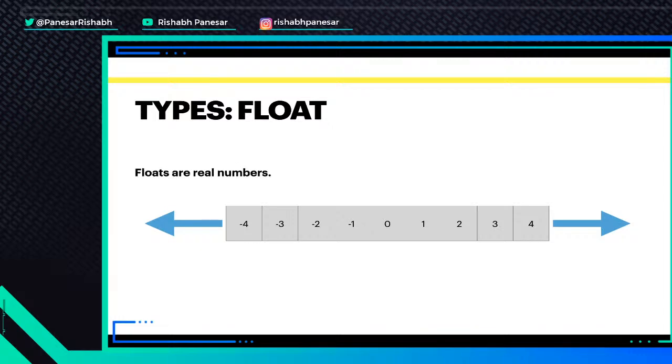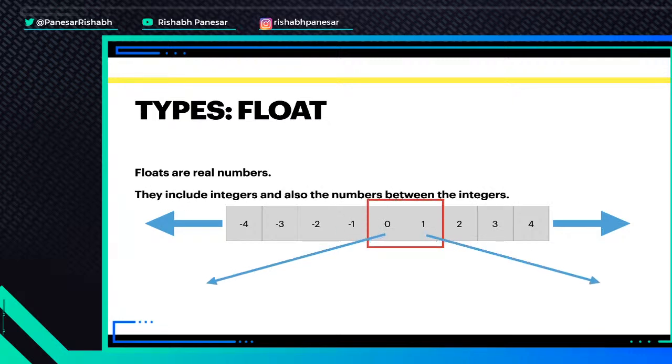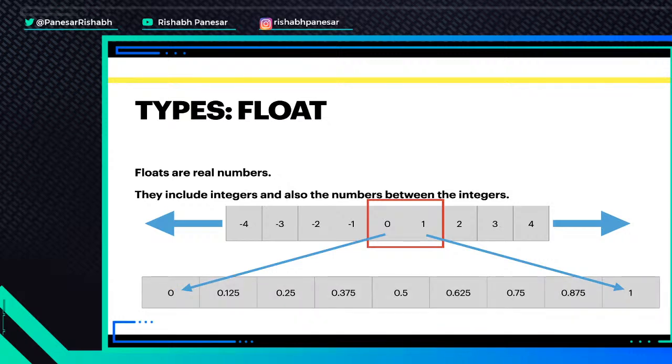For example, let us take the numbers 0 and 1. We have many numbers between 0 and 1. Let us say we have 0.125, we have 0.25, we have 0.5, and so on. These numbers have a decimal and are real numbers. So their type is float. Similarly, you can think of numbers lying between 0.5 and 0.625. There might be numbers like 0.51, 0.555, 0.595. So all these numbers are again of the type float.